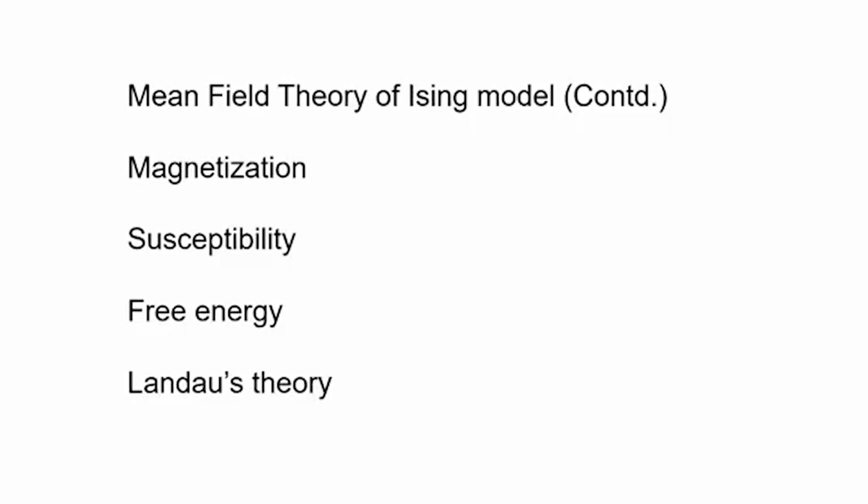and this free energy will be written in terms of the order parameter of the system, which here is the magnetization, and then we will derive a free energy functional in terms of powers of the order parameter, which is magnetization here. And that is where we will end this discussion on the Ising model.